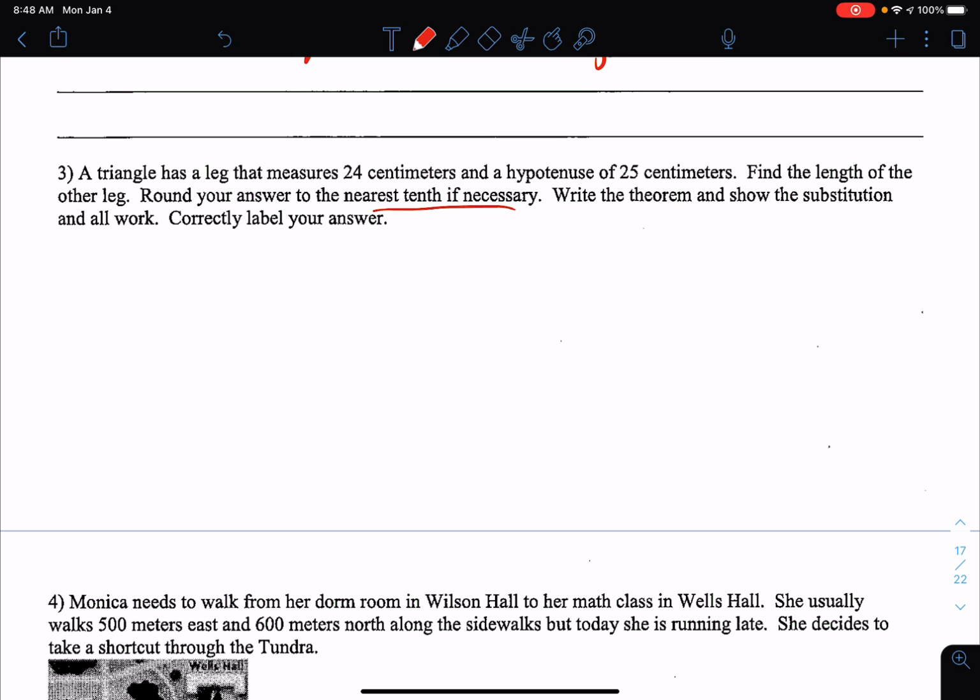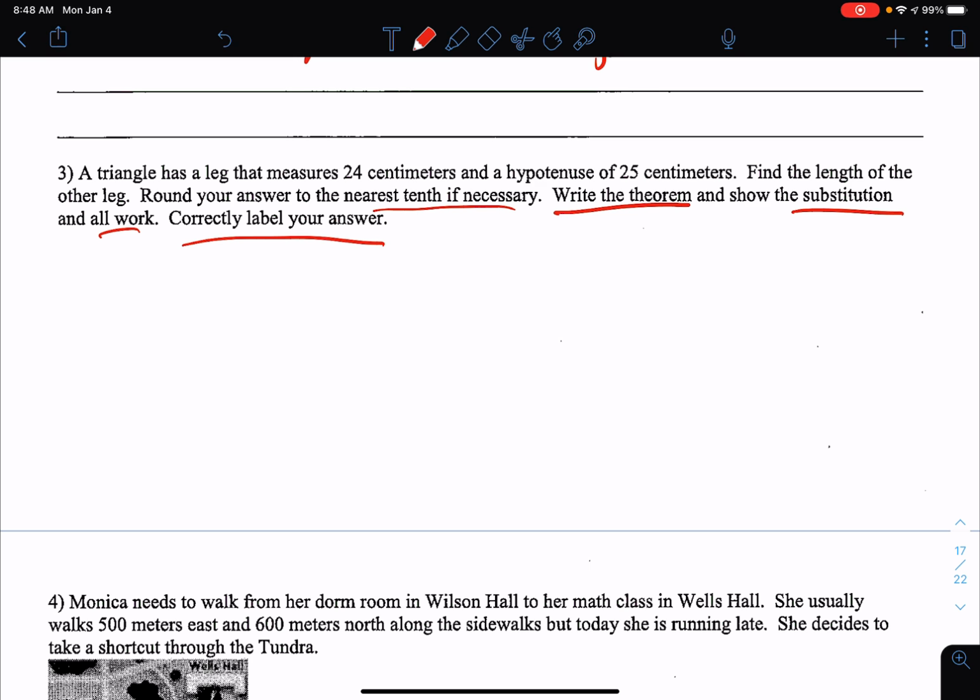Correctly label your answer. Okay, so they want us to write our theorem, and remember, anytime you are using the Pythagorean theorem, you have to write down that theorem. They want you to show substitution in all work and correctly label your answer. So you want to make sure you label your answer at the very end.